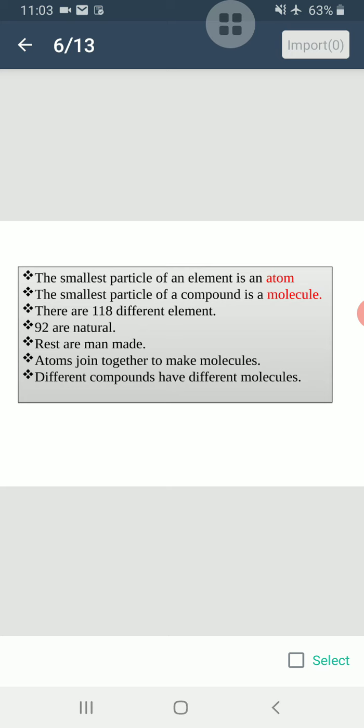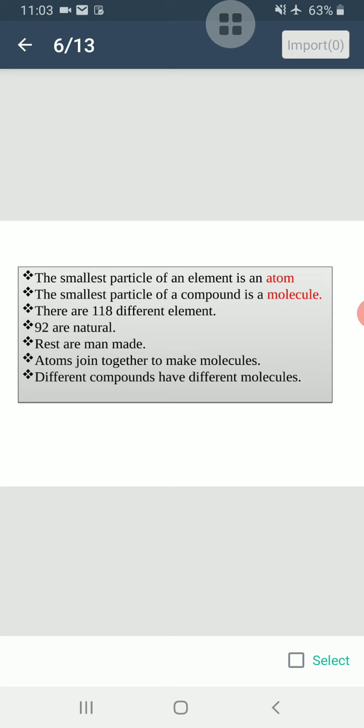So iron, gold, hydrogen and oxygen, whose smallest particles are atoms, are known as elements. Means the elements whose smallest particles are atoms. And the substances such as water, which are made up of two or more elements, are known as compounds. And the smallest particle of a compound is known as a molecule.